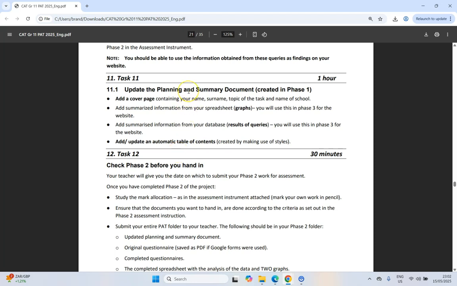And then once that's done, you're just going to take that information from the queries, take the information from the graphs, you're going to paste it into your document under the summary section, and maybe a good idea would be just write a little bit of information about what is that chart or that query telling us? What is the trend that you're picking up?